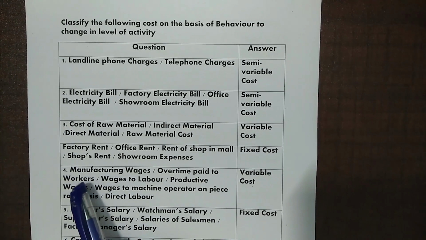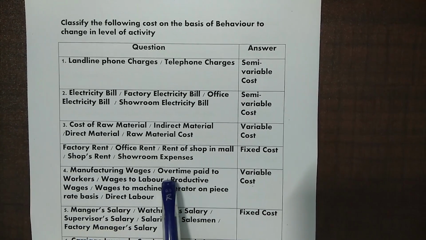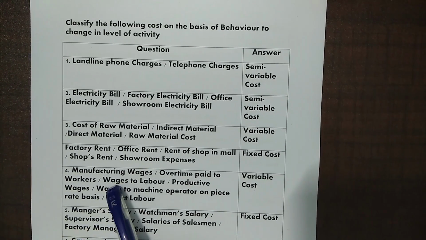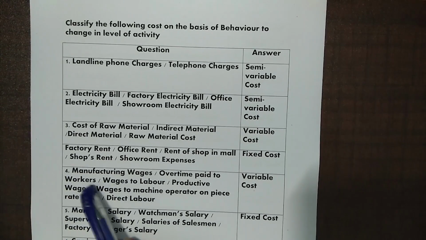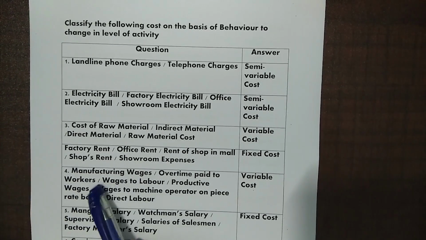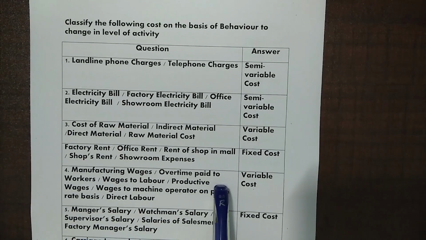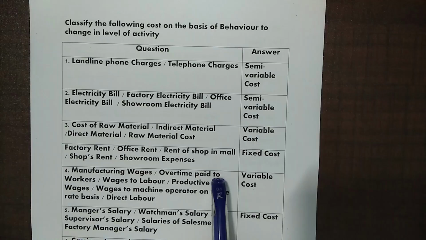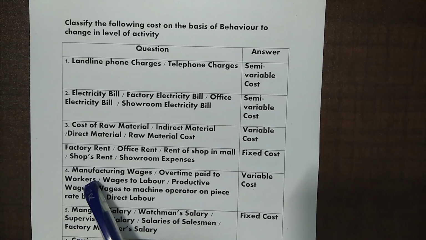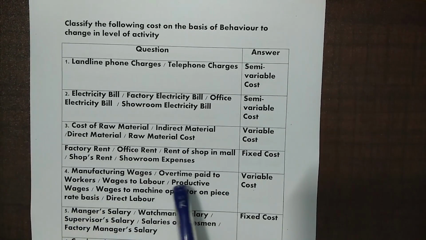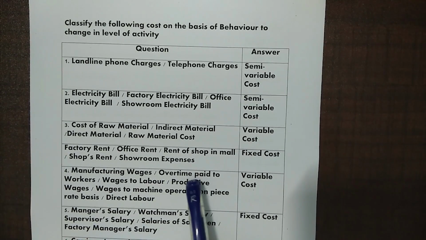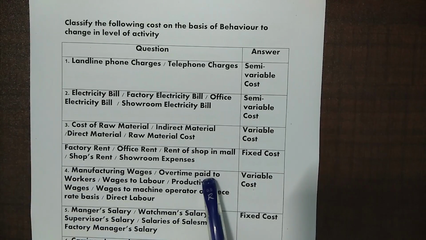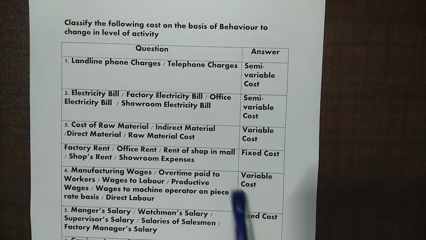Now the next one is manufacturing wages, overtime paid to the worker. What is the meaning of manufacturing wages? Manufacturing wages means the wages which we are going to provide to the workers. Overtime means, suppose they have an 8-hour shift and they work for 10 hours, meaning 2 hours extra. That is called overtime. For that overtime we have to pay an amount on an hourly basis. So it will be your variable cost.